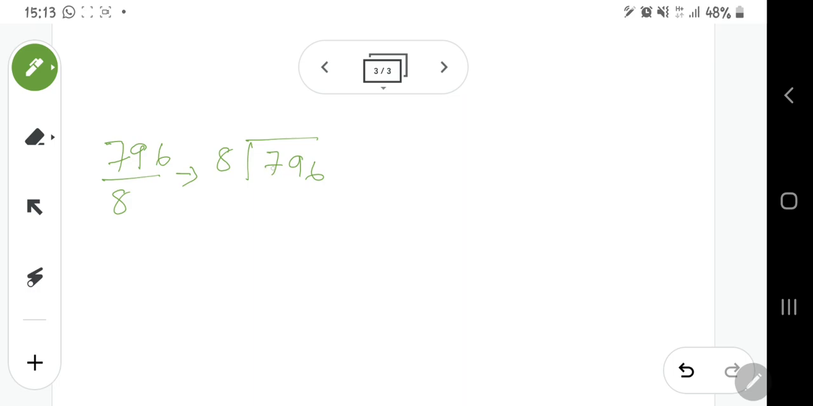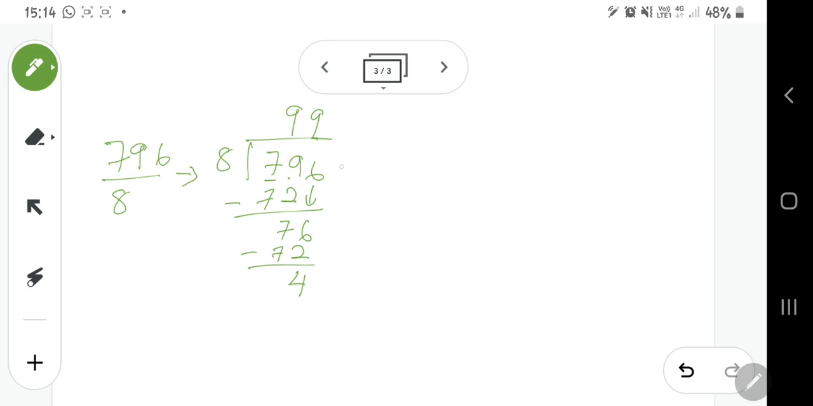Looking at the number, 7 is smaller than 8. So you cannot start with a single digit. You start with a double digit. So 79. So what's the number here? Good. 9 times 8 is 72. So you minus, 9 minus 2, you will get 7. Then you bring down your 6. 6 was the actual number there. So now it's 76. Still 9, because 9 times 8 is 72. You minus, you will get 4. And there goes the number.